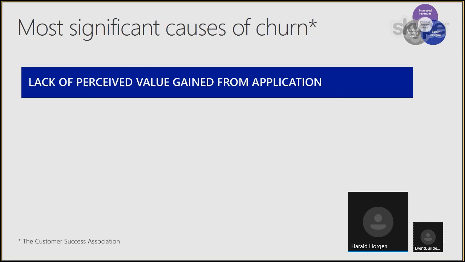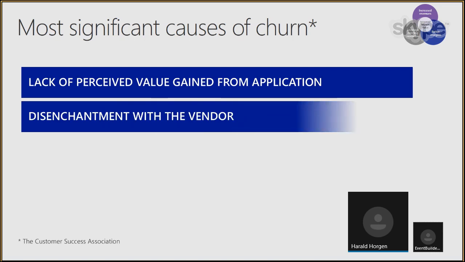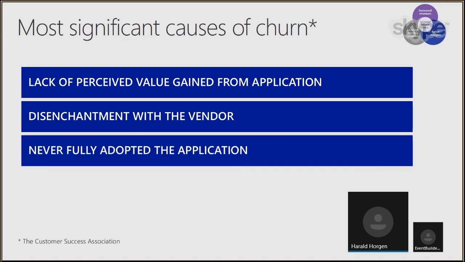The most significant causes of churn, why do people leave? The first is lack of perceived value gained from the application. They've tried the application, they've downloaded it, they paid for a few months, and they just don't use it, they don't feel the value, and they stop paying for it. The second most common reason is that they're not happy with you as a vendor. They had a technical issue, they logged in a phone call or an email or live chat, and they didn't get the response that they expected.